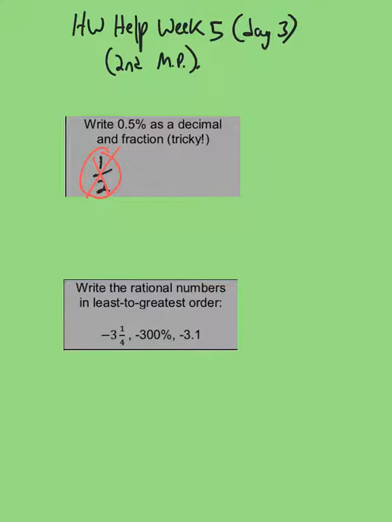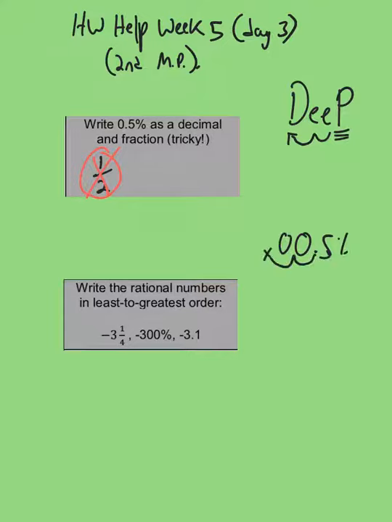First off, since it is a percent, that means we have to go twice to the left to make it a decimal. So when we have 0.5%, I'm going to take that decimal point, move it twice to the left, and get my decimal of 0.005, or 5 thousandths.